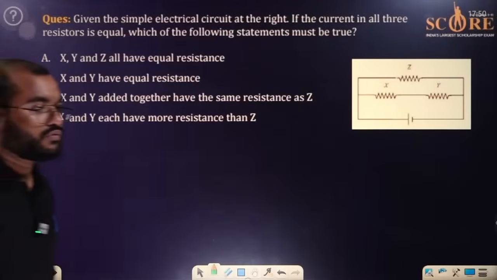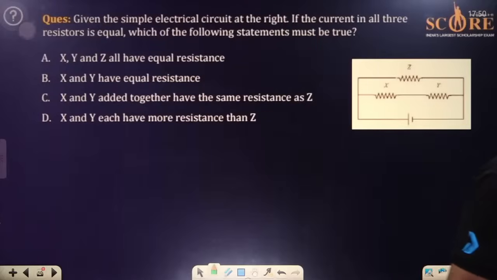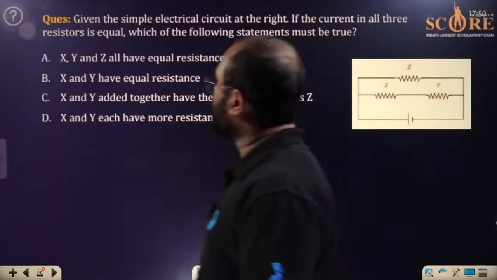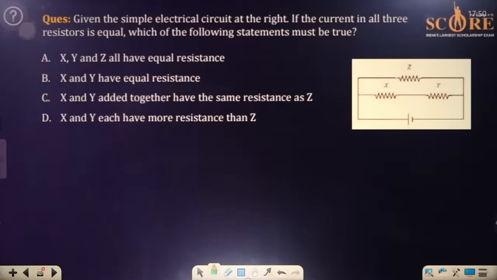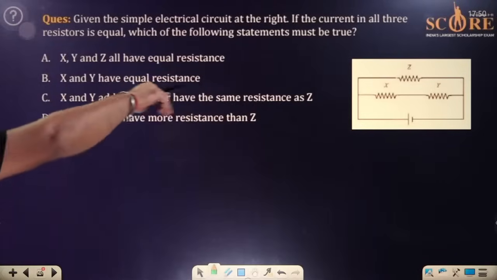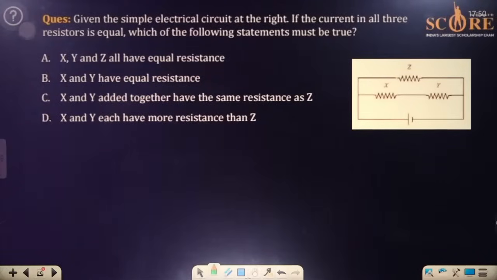What about this? What about this, people? What do you think about this? See, it is a very straightforward question. The question says, given the simple electrical circuit at the right, which is this. If the current in all the three resistors are equal, which of the following statements must be true?